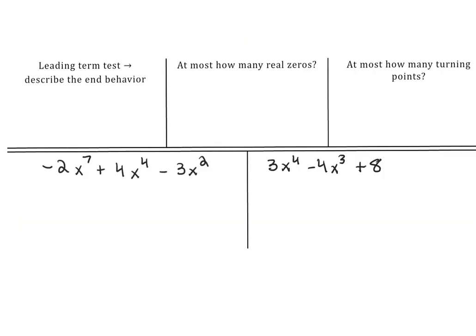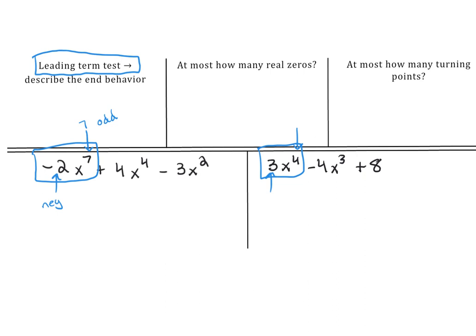So now I'm just ending the video. Here are 2 polynomials, and we are going to, without graphing, without using technology, answer these questions. And you can answer all of these questions using the leading term test. You're just looking at the leading term of your polynomial. You're looking at your a value and your exponent. So in the first example, I have 7, so that's odd, and then I have a negative a value.